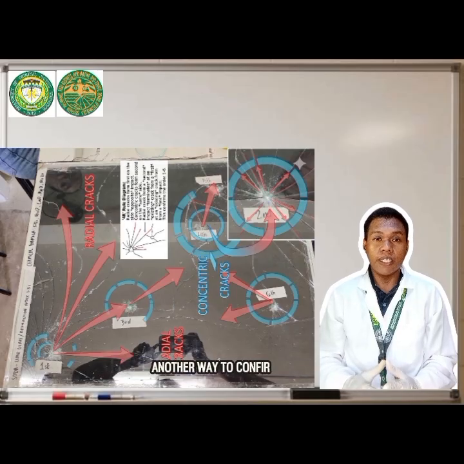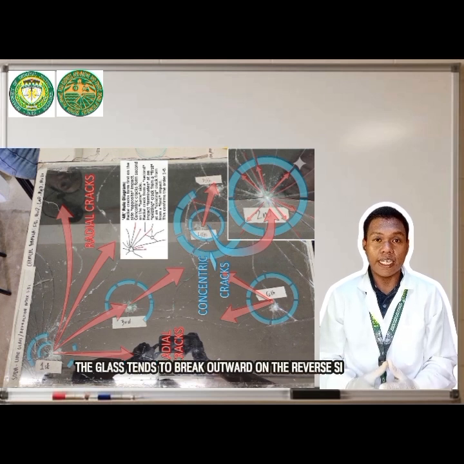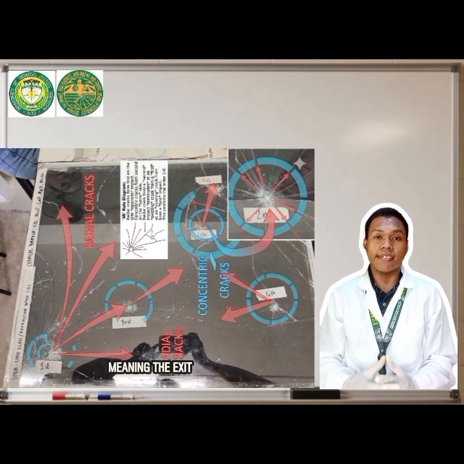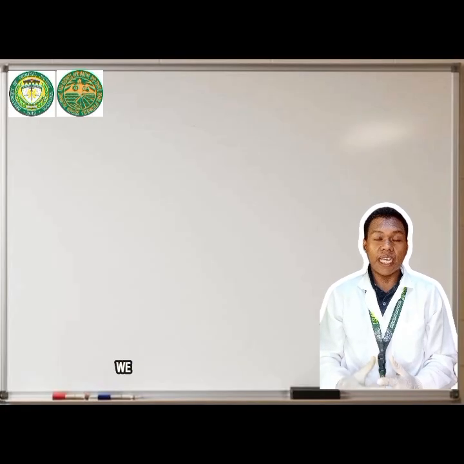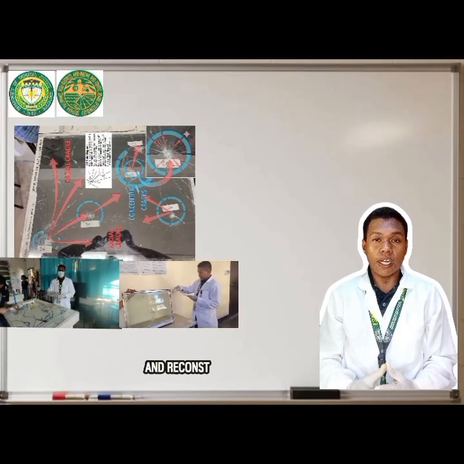Another way to confirm is by observing the glass break pattern. The glass tends to break outward on the reverse side, meaning the exit side shows more damage. With this observation, we can determine the bullet direction and reconstruct the event.